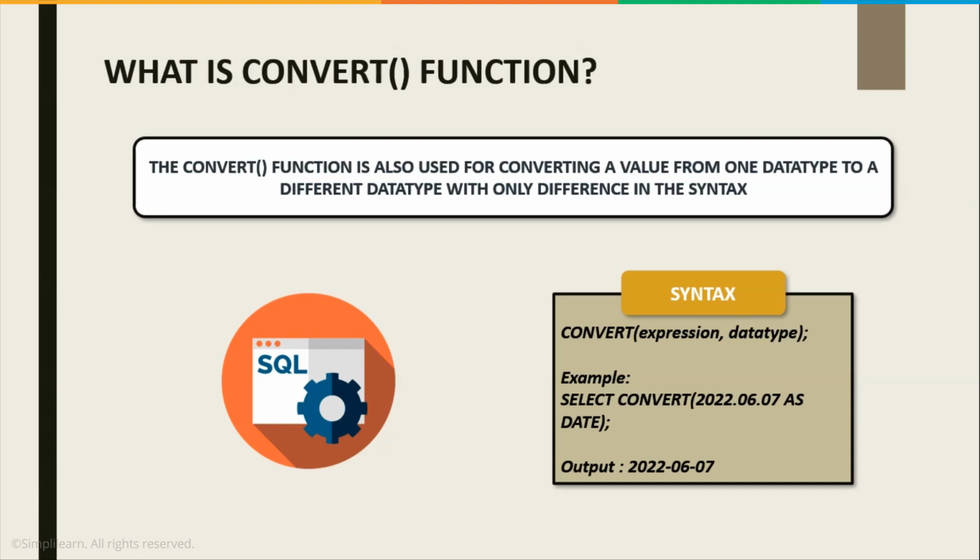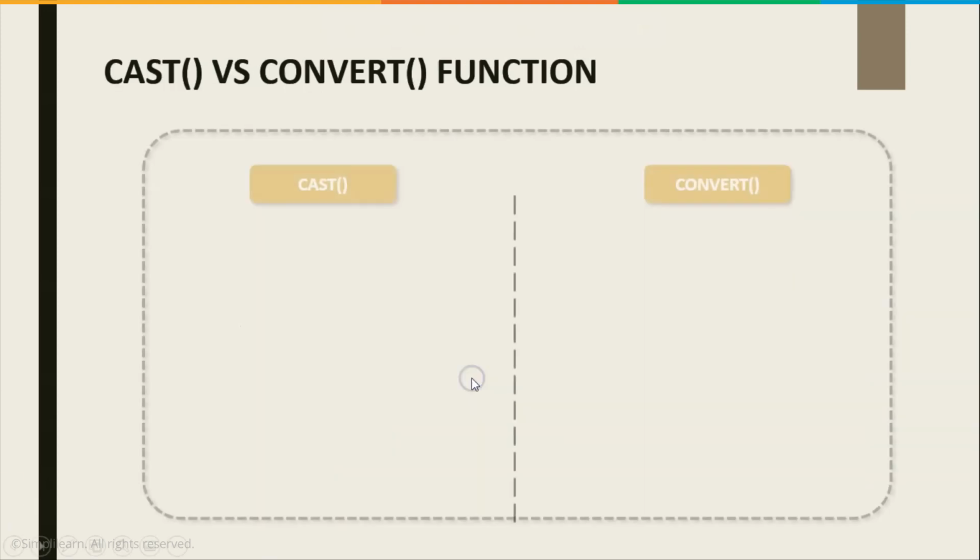Now this is basically a string value, or you can say a part of a decimal value, and I'm changing this string or character into date format, which is 2022-06-07, which is converted into date format. So in this way you can use the convert function as well.